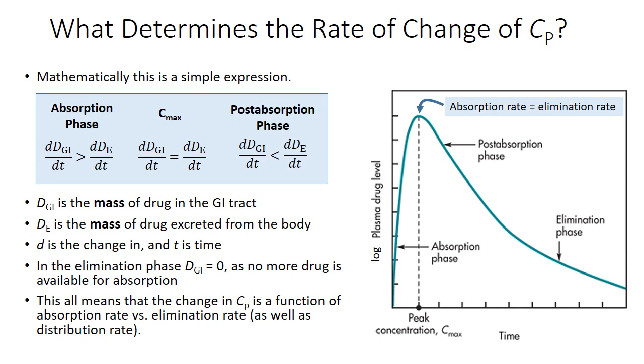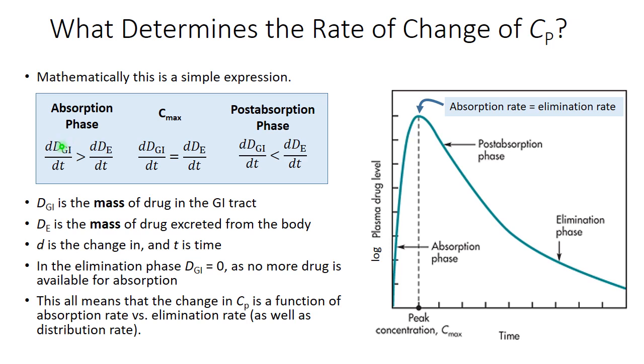This might look like some kind of complicated math, or some strange expression, but it's really simple. All this is saying is that in the absorption phase, the change of the mass of drug in the GI tract over time is greater than the change of drug eliminated per unit time. All that's saying is the absorption rate is faster than the elimination rate.